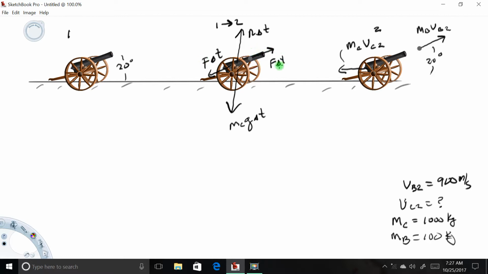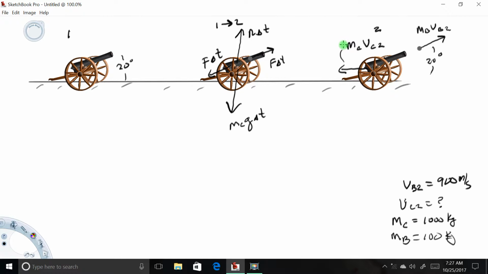So again, these two in this example would actually be optional because that's an internal force to the system as long as I consider my system the cannon and the ball. These, however, this one, not optional. Those are definitely external impulses acting on the system. Then you draw your final momentum vectors. Every vector in your second picture should be a mass times velocity.